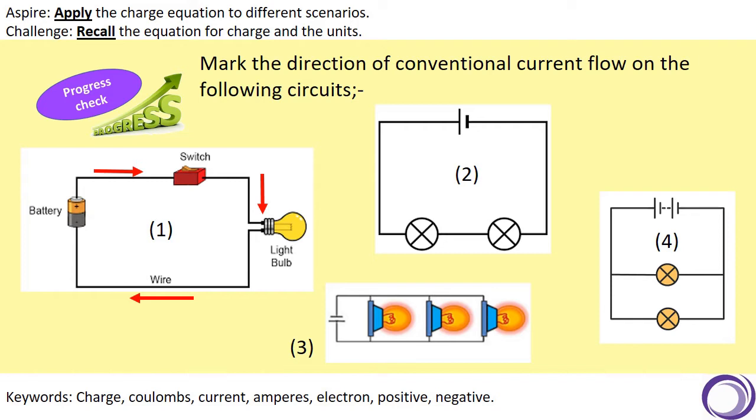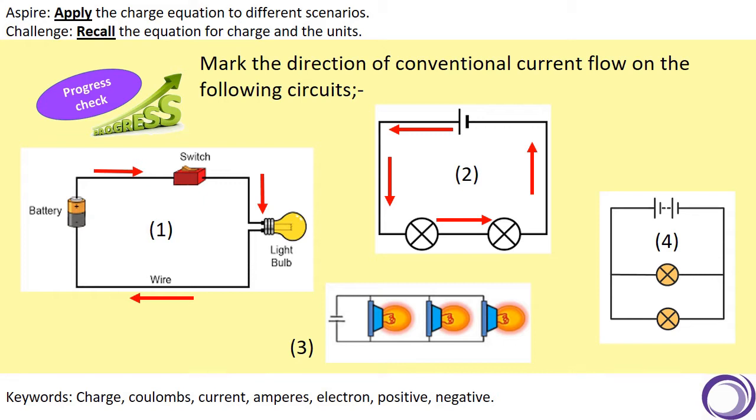Second one, this time we've got the symbol for a cell. You've got to remember which one of those lines, the big line or the little line, represents the plus. The big line is the plus, so the current's coming out of the plus, down to the bulbs, and then back up and back into the cell. Again, number 2 is the series circuit, so the current is the same everywhere. So the flow of charge, the amount of charge going around every second, is the same everywhere in that circuit.